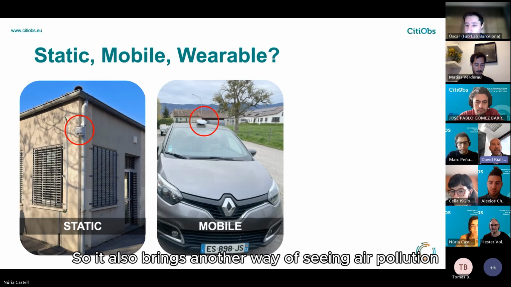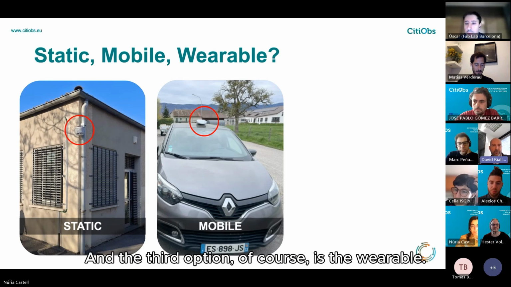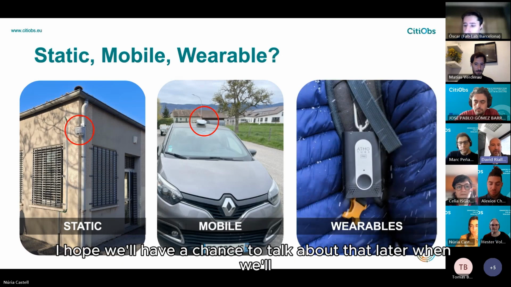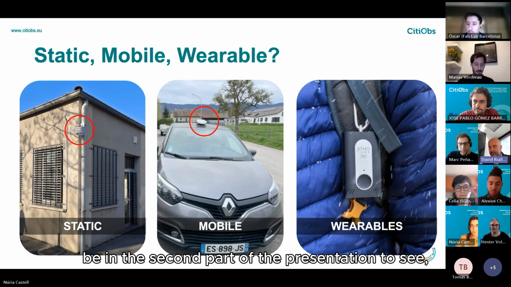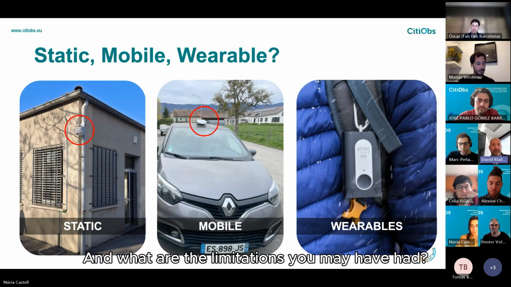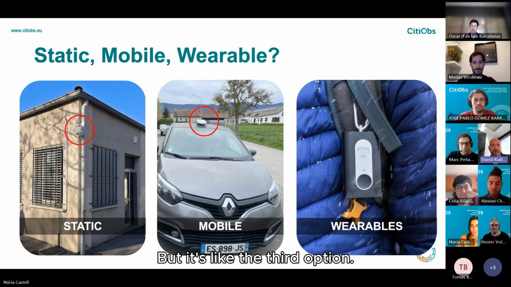So it also brings another way of seeing air pollution on the territory. And the third option, of course, is the wearable. I hope we'll have a chance to talk about that later, in the second part of the presentation, to get your feedback: have you played with those kinds of tools, and what limitations you may have had. But it's the third option.